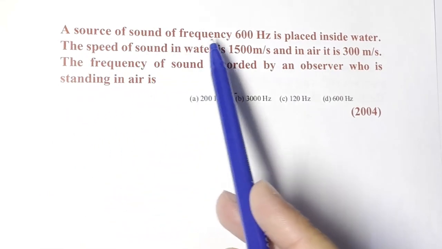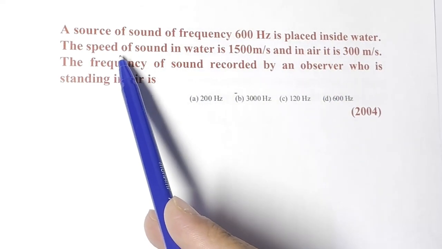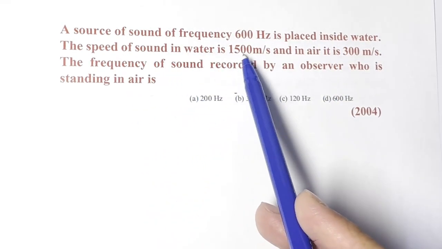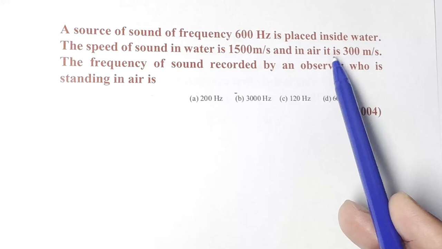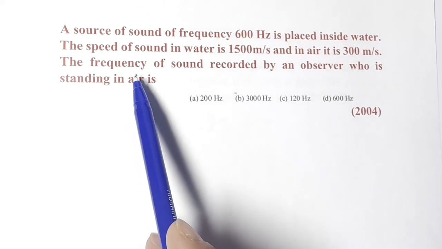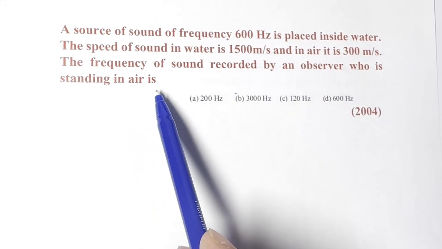A source of sound of frequency 600 Hz is placed inside the water. The speed of the sound in water is 1500 meter per second, and in air it is 300 meter per second. The frequency of sound recorded by an observer who is standing in air is.